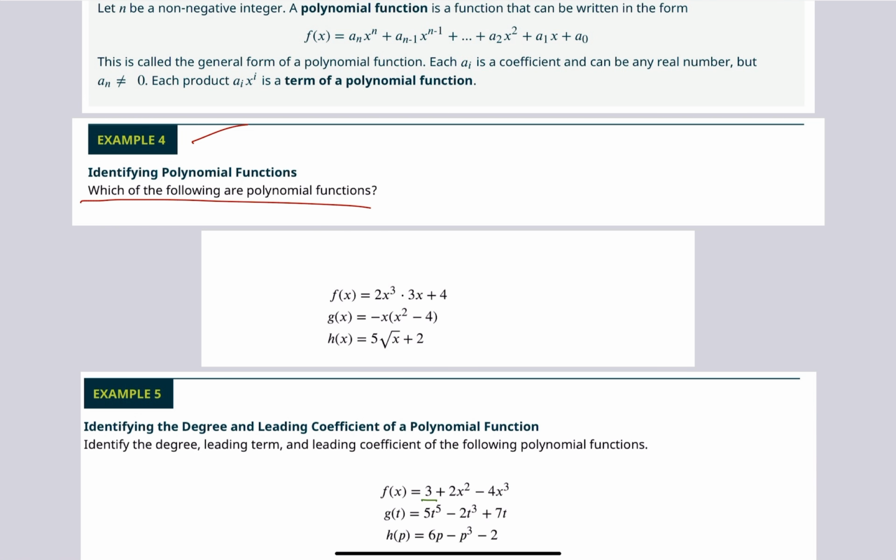Now, last but not least, h of x, it's 5 times x^(1/2) plus 2. I'm looking at the powers. They are positive. Are they integers? No. So that means this is not a polynomial function.